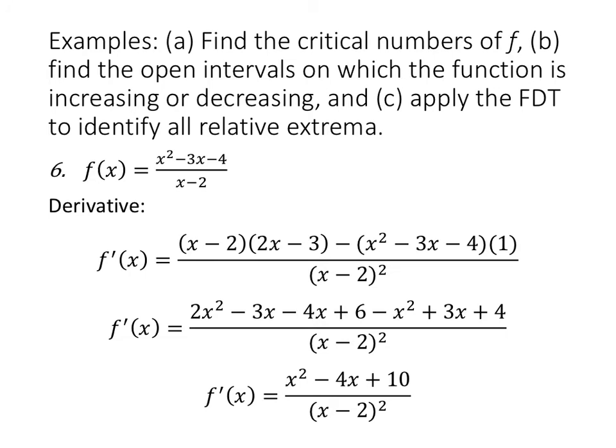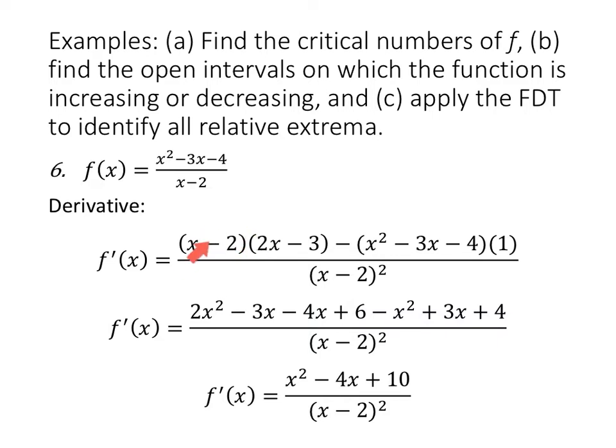So let's make it harder. If f of x is x squared minus 3x minus 4 over x minus 2, I'm going to use the quotient rule again to find my derivative. So that's x minus 2 times 2x minus 3 minus, and then my numerator times 1, the derivative of my denominator, over the denominator squared.